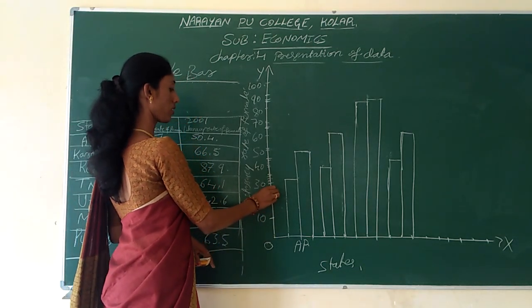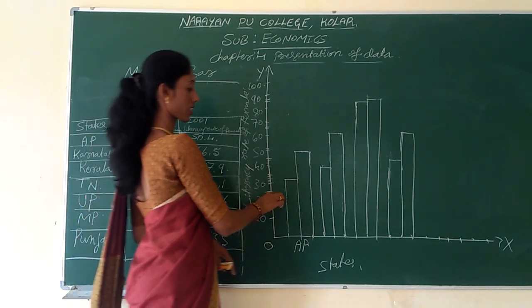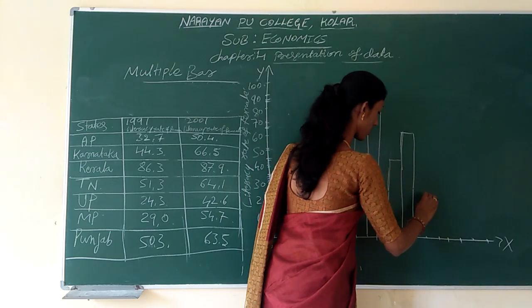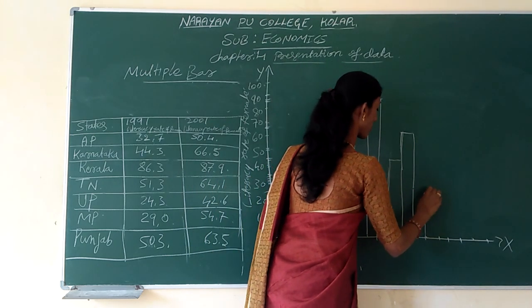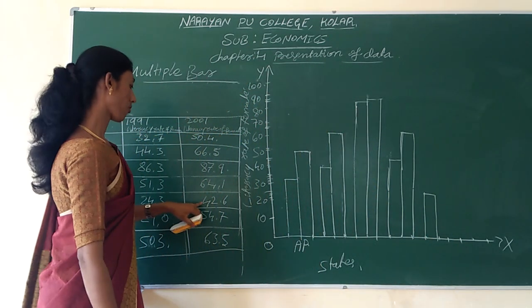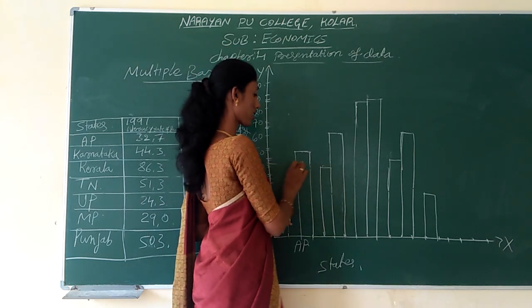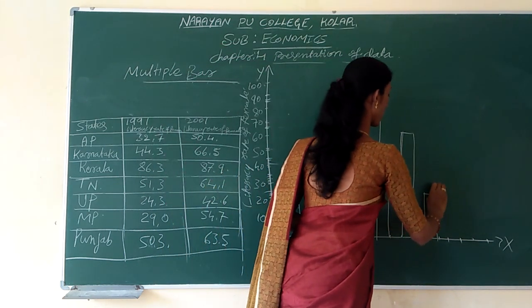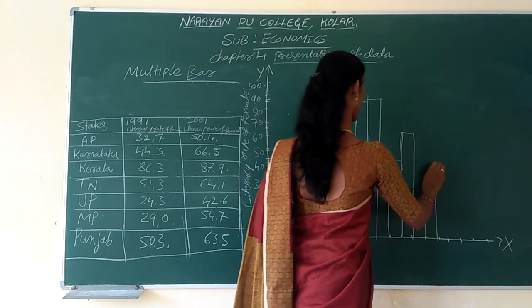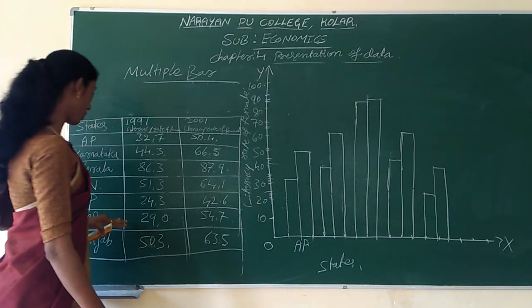1, 2, 3, 4, 5, right? Here below 25, you just take a slight decrement. Next, 42.6. 42.6 means, yeah. Now we got Uttar Pradesh.